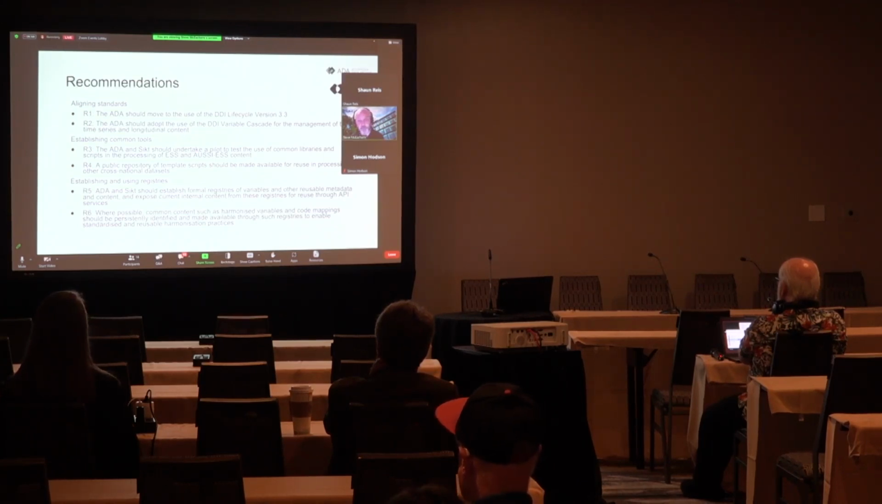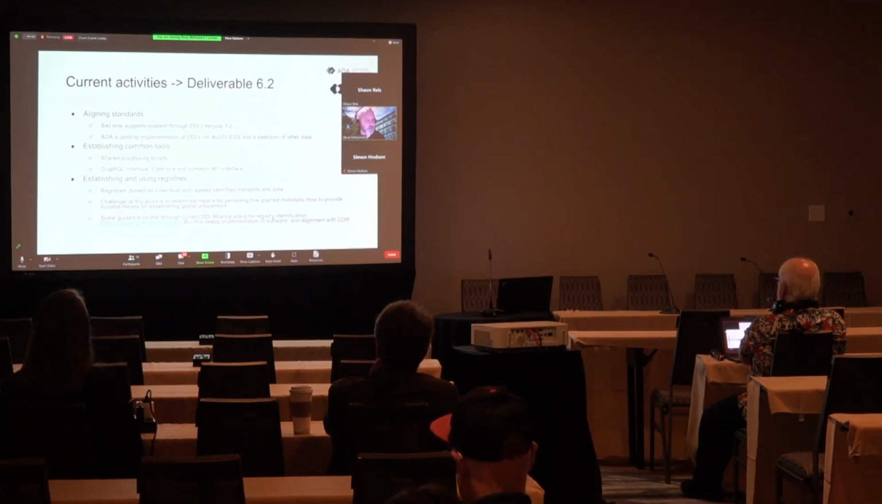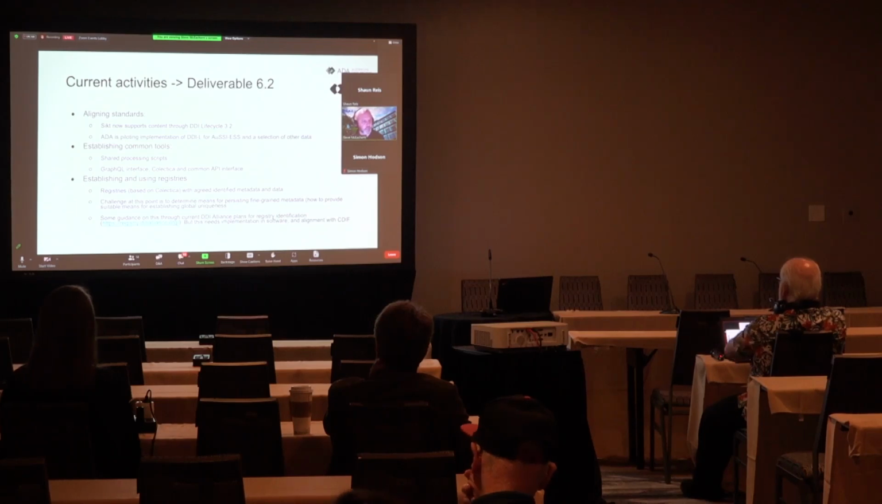So how do we start leveraging those available registries and reusable content more effectively? That's fundamentally where we're going at this point in our project. Deliverable 6.2 is starting to explore that. It's the next phase of work we're doing. How do we look at standards alignment? What are the common tools we're looking to develop, particularly around common interfaces and shared processing, and increasingly how are we going to include the registry services that would allow this reusability to occur?